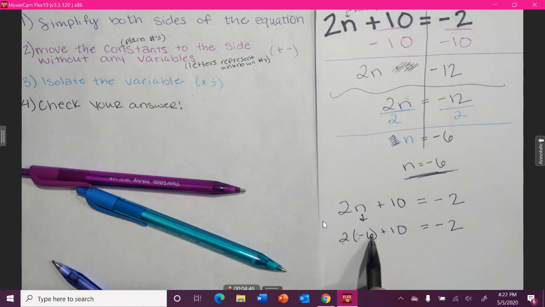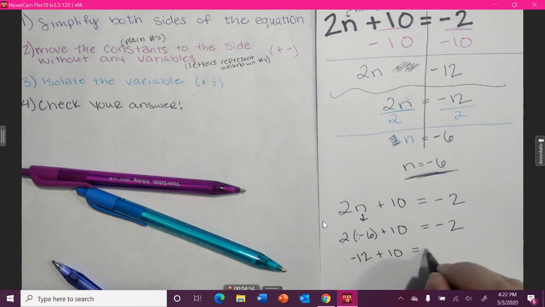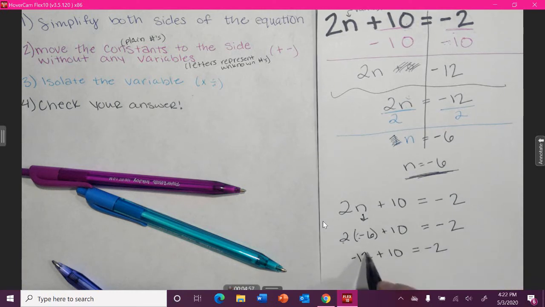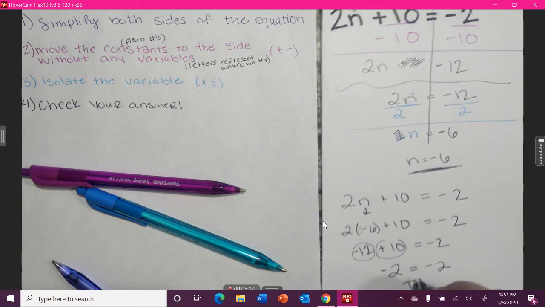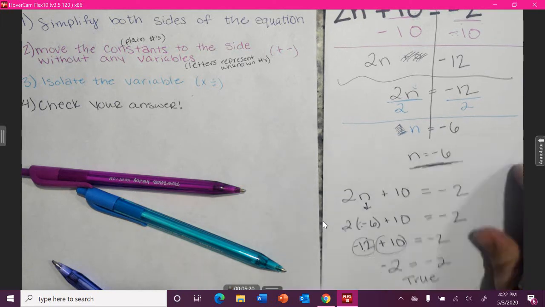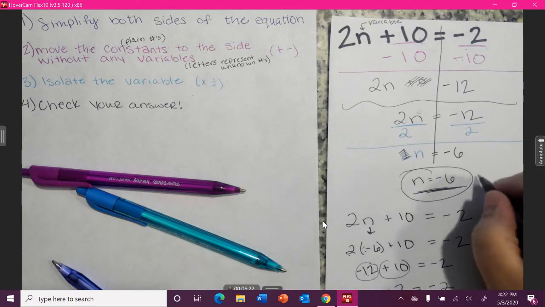Well, 2 times -6, 2 times 6 is 12. The signs are different, so it's -12. Added to 10 should get us -2. Here I'm adding 2 numbers with different signs, so I'll really subtract them. I'll find their difference, which is the difference between 10 and 12 is 2. And I'll keep the sign of the bigger number. 12 is bigger than 10, 12 is negative, so the 2 will be negative. So I have negative 2 equals negative 2, which is true. Which means that n equals negative 6 was our correct answer.